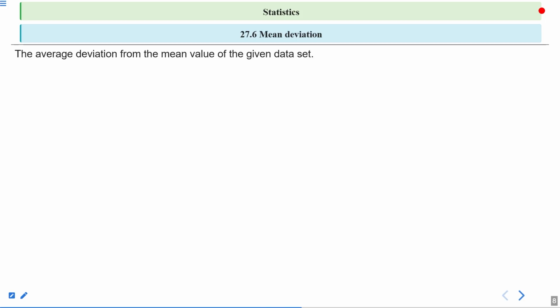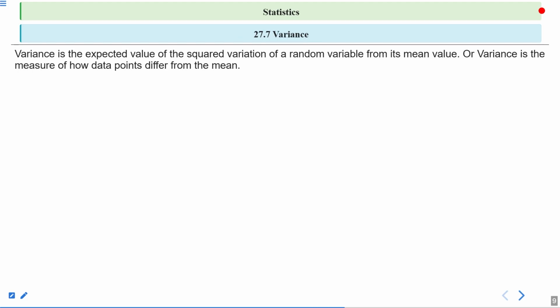Mean deviation is the average deviation from the mean value of the given data set. Now, what is variance? Variance is the expected value of the squared variation of a random variable from its mean value. Or variance is the measure of how data points differ from the mean.